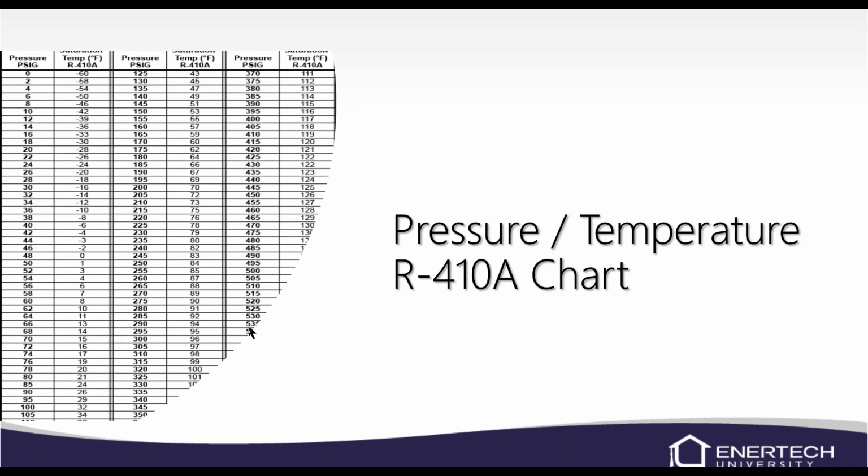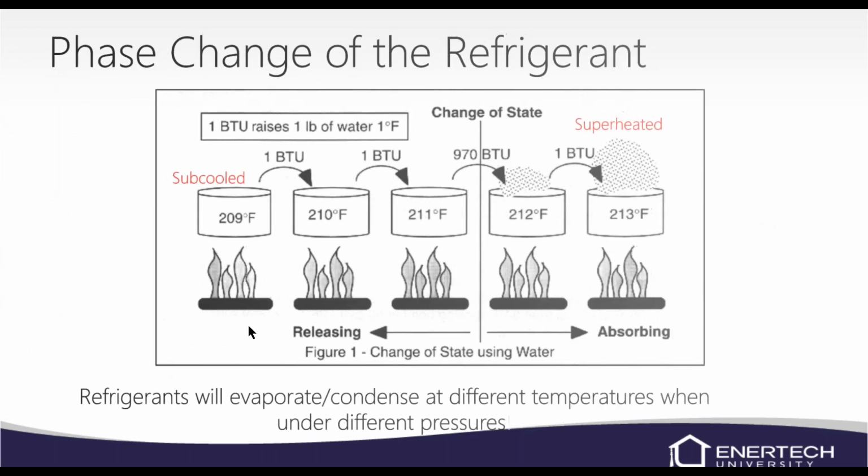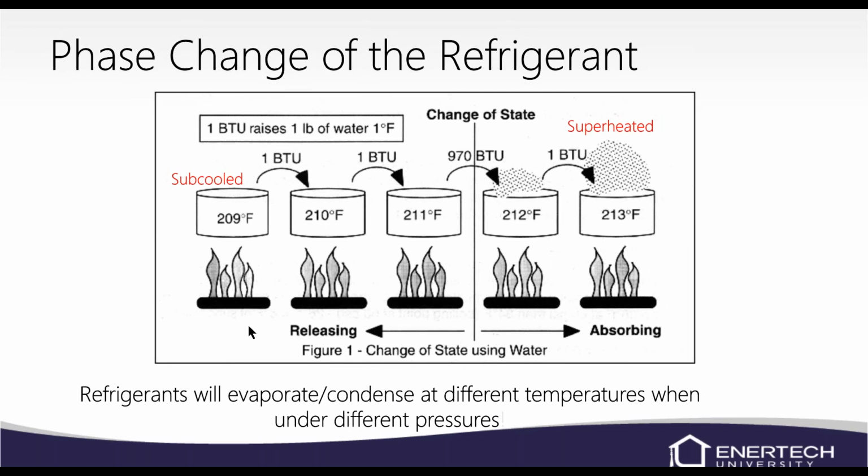This is a pressure temperature chart. I'm sure if you work in the field, you're pretty familiar with these. You may have one in your front pocket right now. But this is the pressure temperature relationship chart for the R410A. Basically, what we're looking at, when we change phases in the refrigerant, that's where we're going to be either absorbing or releasing energy. So obviously, different refrigerants will evaporate or condense at different temperatures when under different pressures.